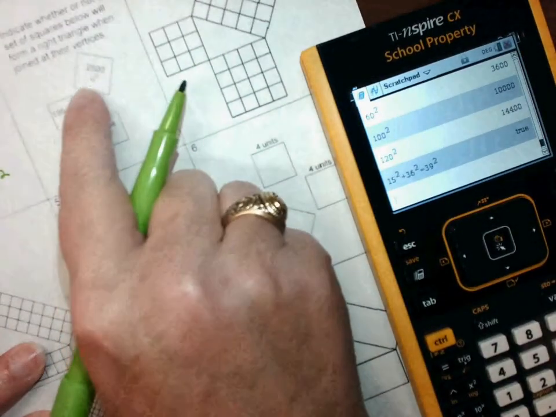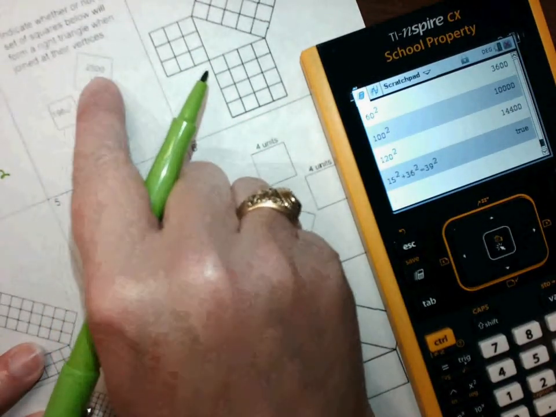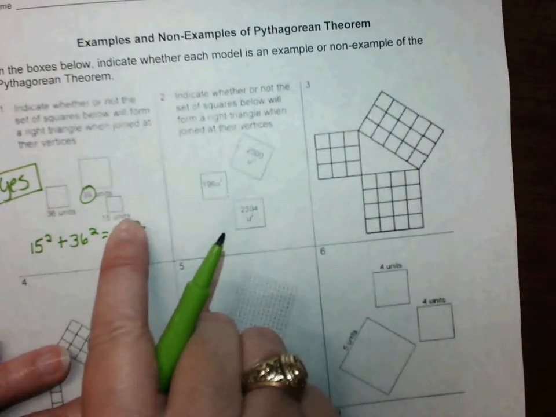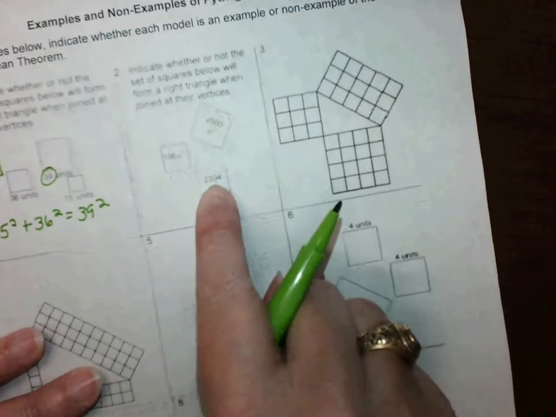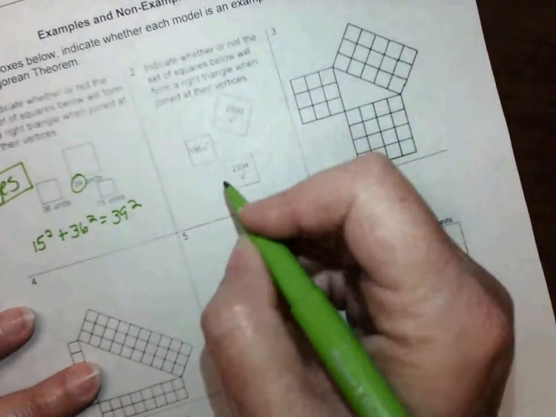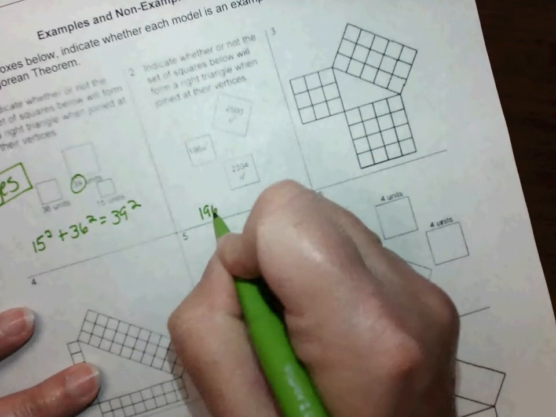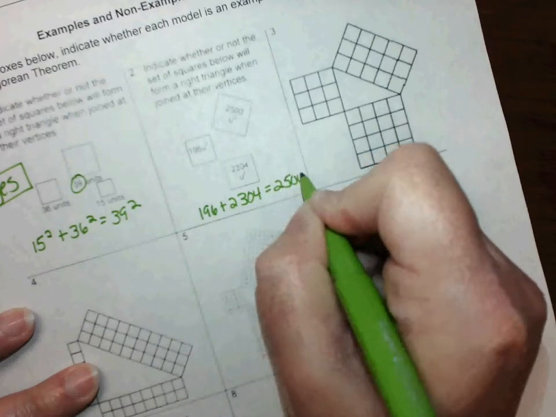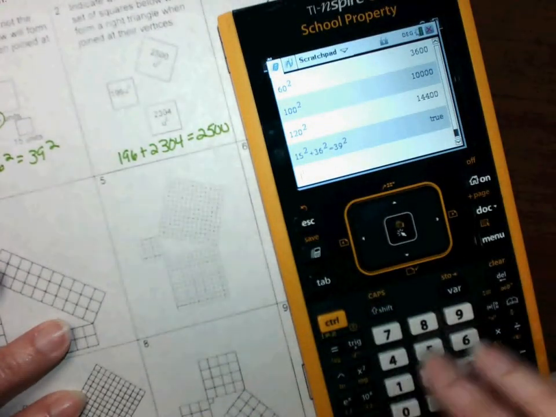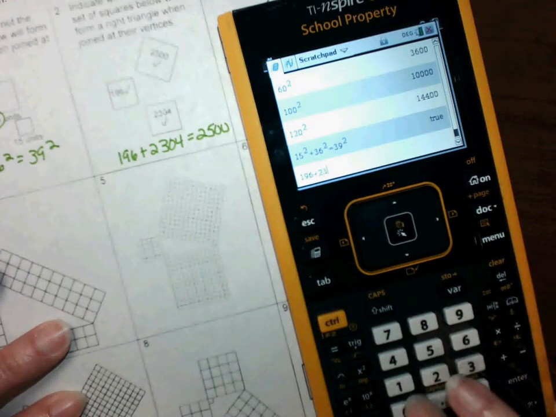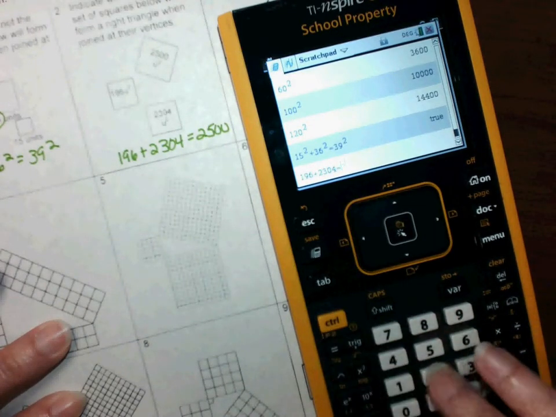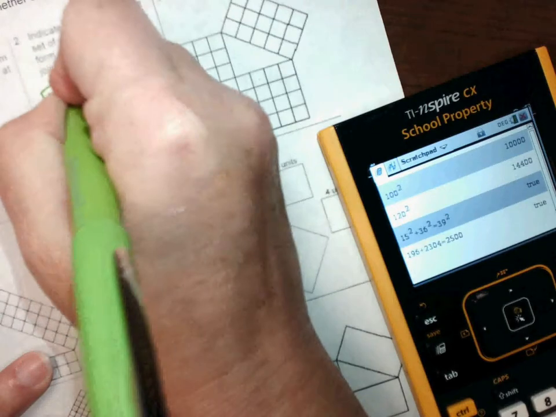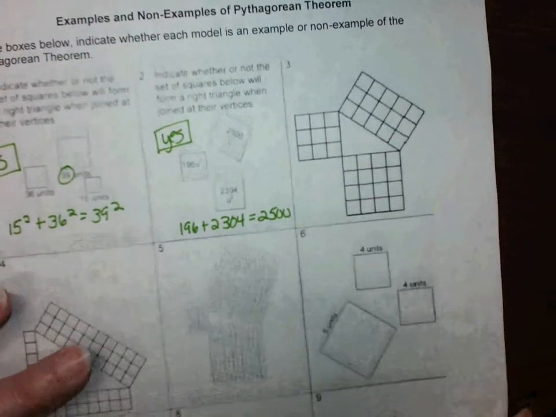Here, if you'll notice, they've got the numbers already squared and inside the squares, as opposed to here where the lengths are outside of the square. These numbers have already been squared, so I don't need to square them when I fill them in. I would just say 196 plus 2,304 equals 2,500. That one is true. So yes, this is a model of the Pythagorean theorem.